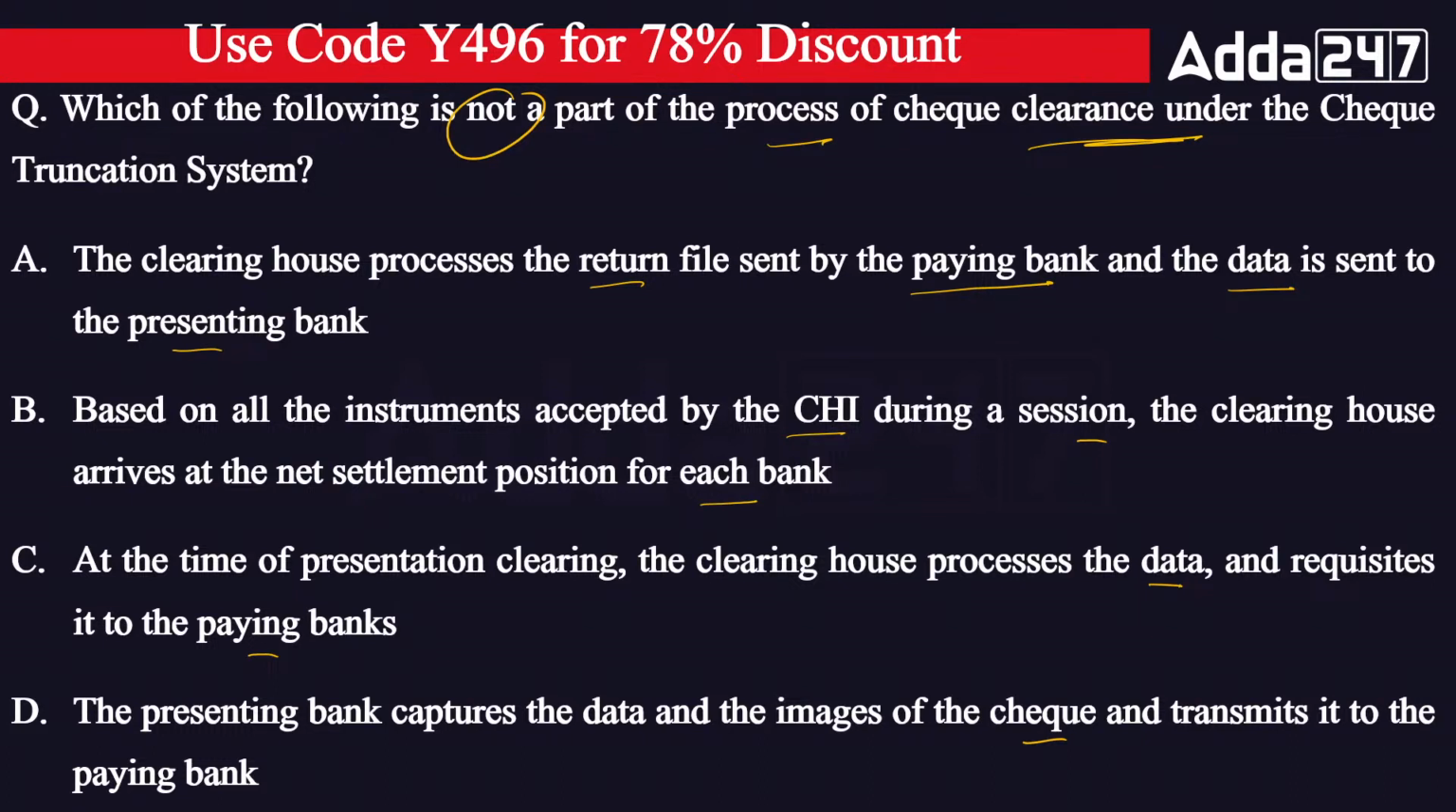Okay, so maximum are going with the D option. Okay, very good. So the right answer will be your D option. D is not a part of the process of check clearance. Actually what happens, the presenting bank captures the data on the MICR band and the images of the check, and it sends it to the respective CHI for further transmission to the paying bank. So that's why the D option is your right answer.